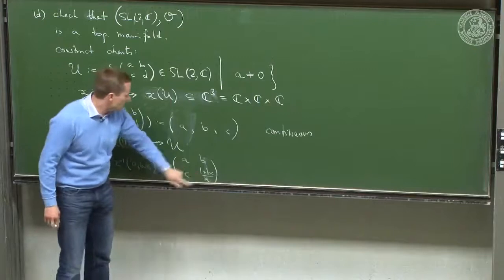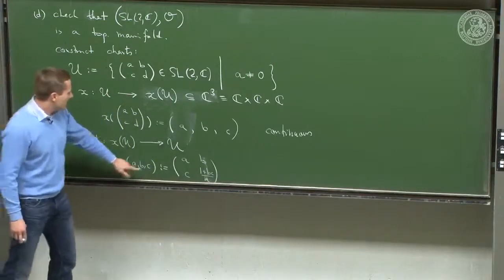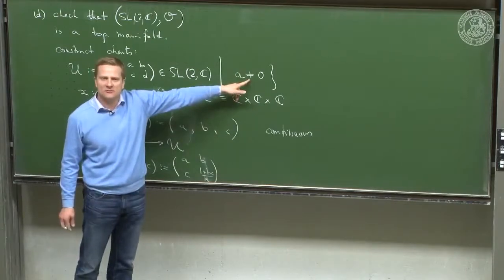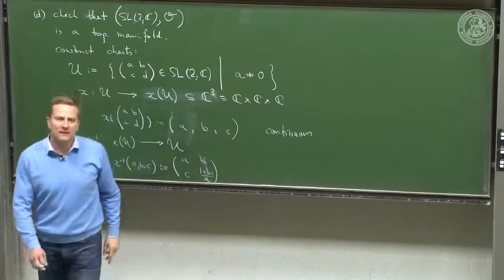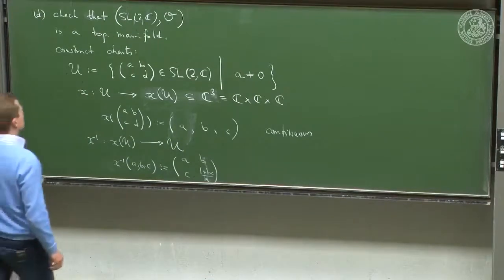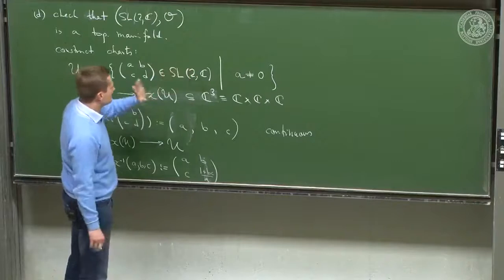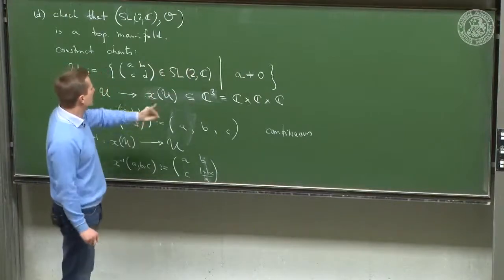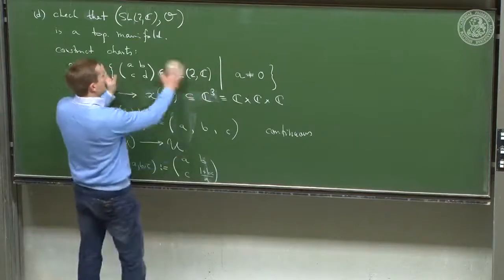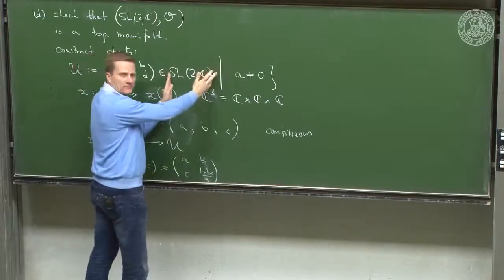And you see this only works because I restricted the chart to have A non-zero. Yes? Why is the set U open? Aha. So, okay, open in what topology? Open in the topology on SL2C. The entire set is open.